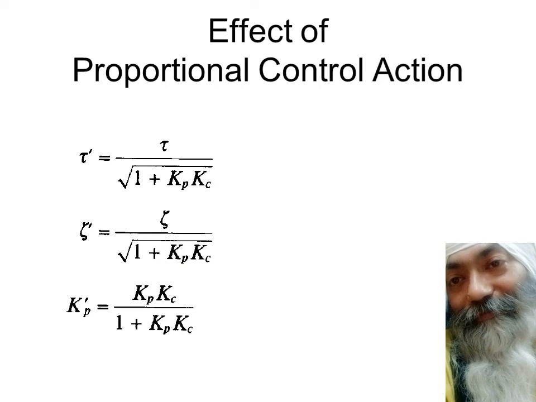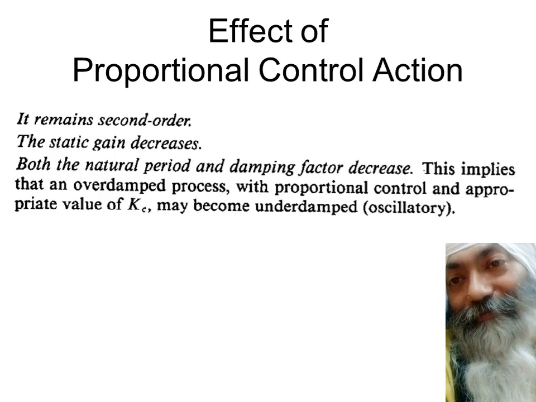That is something which we need to understand, that in the presence of Kc, the systems which are underdamped will become more underdamped, faster, and with more overshoots, and even the overdamped systems have a tendency to become underdamped. This is the main point which we have shown over here. So it remains second order, static gain decreases, natural time period and damping factor decrease, the system can become underdamped, even the overdamped system can become underdamped.